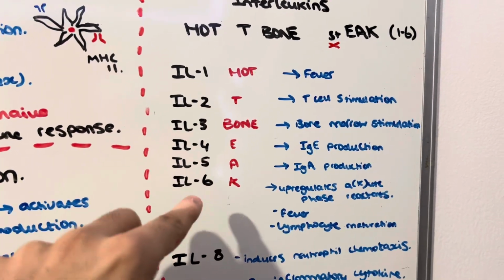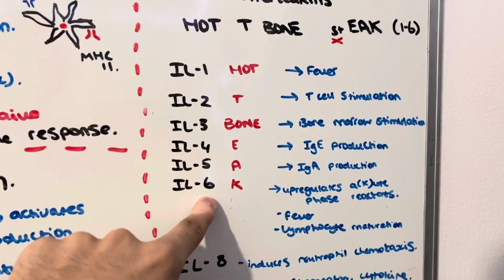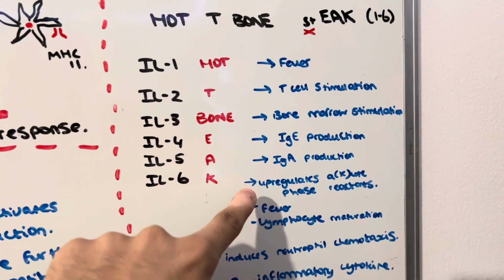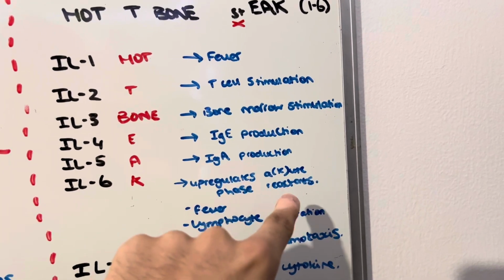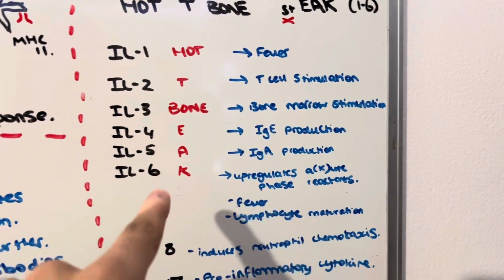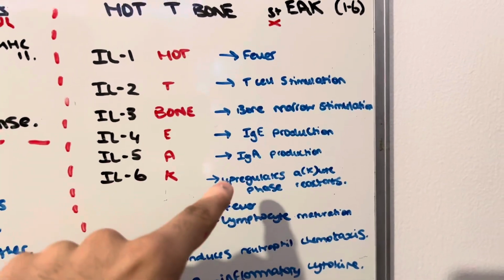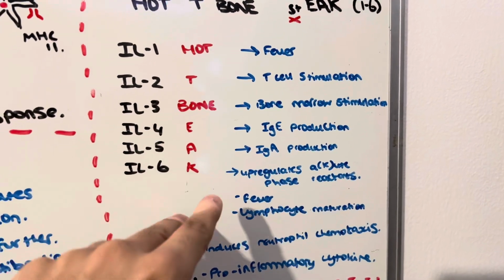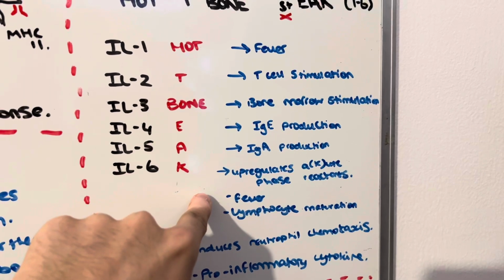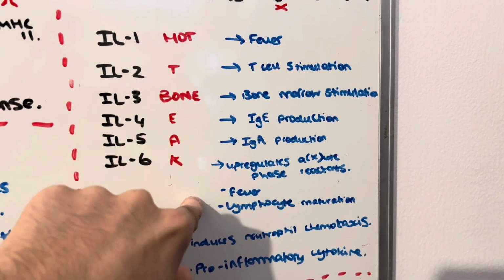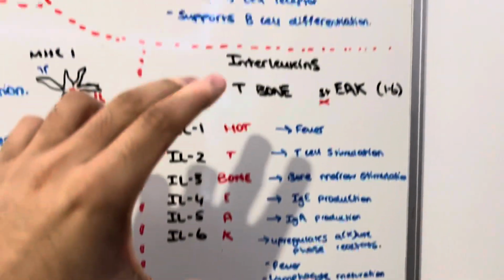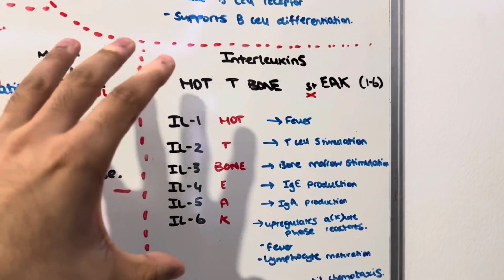And IL-6, this part I think, inshallah, I'll probably know next time I look back at this video, but it says upregulation of, obviously that's the wrong spelling, acute phase reactants. So interleukin 6 is involved with the upregulation of acute phase reactants. But the more important thing right now is IL-6 is involved with fever and lymphocyte maturation. That's in terms of the acronym, mnemonic, whatever that is.